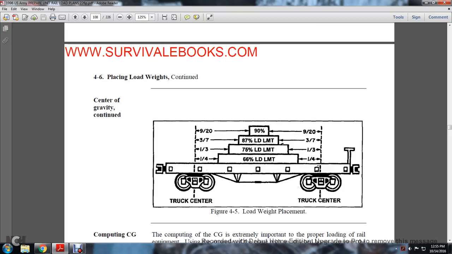Figure 4.5 shows the load limit and weight placement from the truck center: 90% load limit, 87% load limit, 75% load limit, 66% load limit, at 9/20, 3/17, 1/3, and 1/4 from the truck centers.